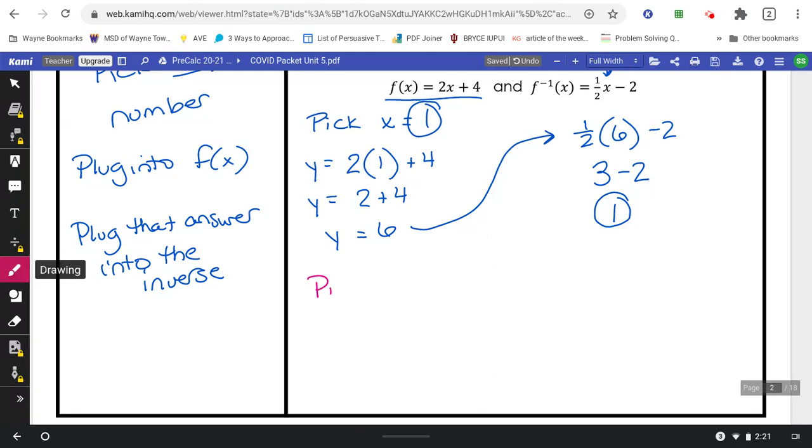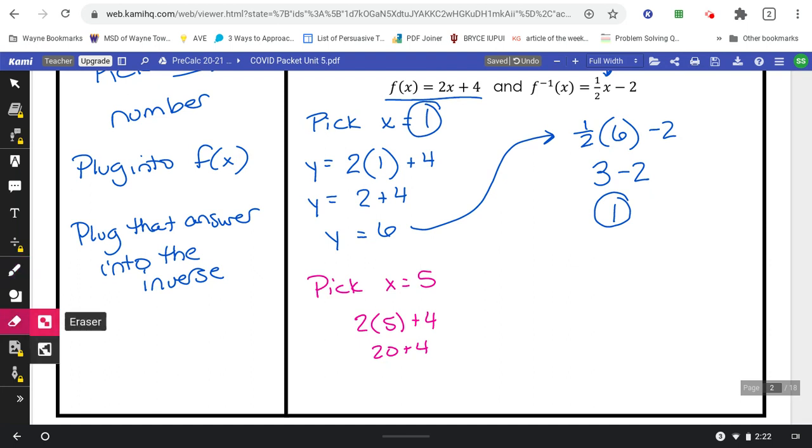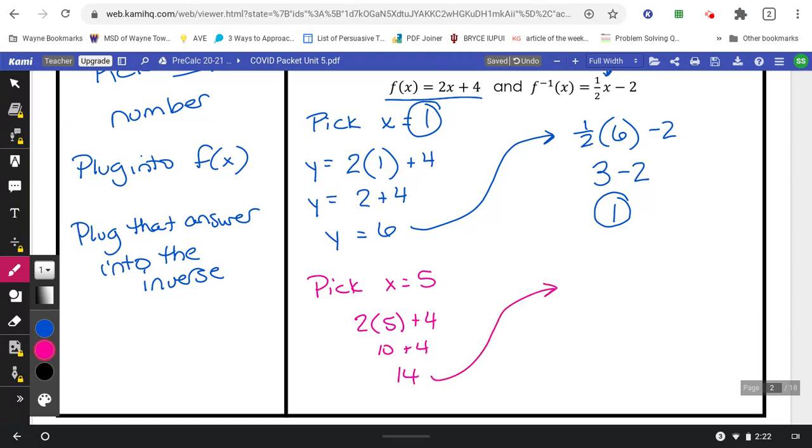So let's say you pick x equals 5. All right, so we'll plug it into our function. 2 times 5 plus 4. 20 plus 4. Nope, that's definitely 10. Sorry about that. 10 plus 4. 10 plus 4 is 14. We take the 14, plug it in right there. 1/2 times 14 minus 2. Half of 14 is 7, and 7 minus 2 is 5. Notice, we got back to where we started.